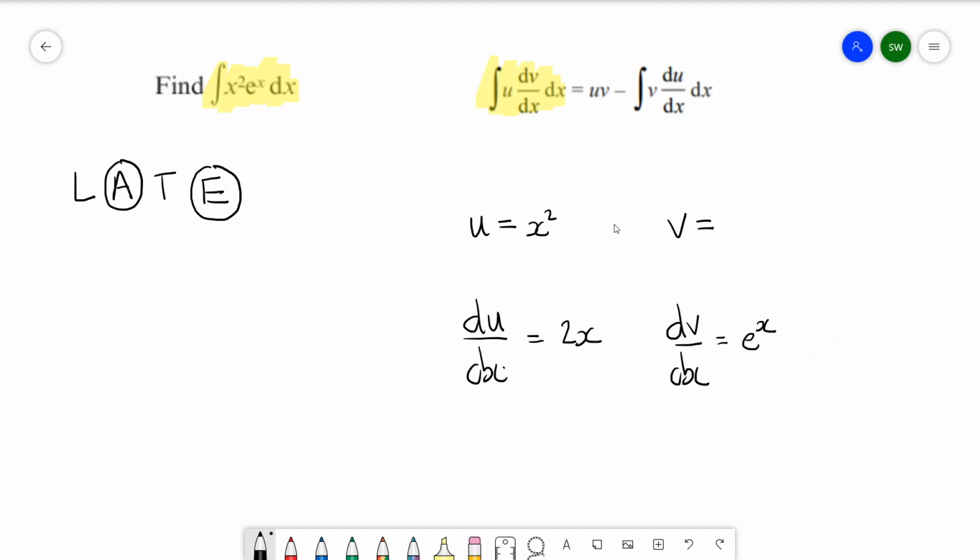Next, let's work out what du by dx is. That's 2x if we differentiate x squared. And in order to find v, we need to integrate dv by dx. So the integral of e to the x is just e to the x.